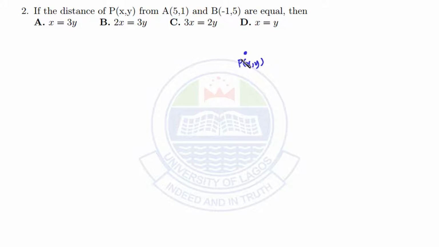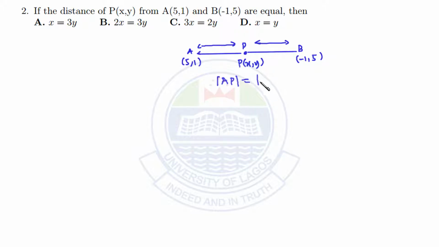Now because they are saying that the distance of P of (x, y) from A, here means that let's say we have A around this place, which is (5, 1), and B is also (minus 1, 5). So they said the distance between this point and this point are equal, meaning that line AP is still the same thing as line BP.